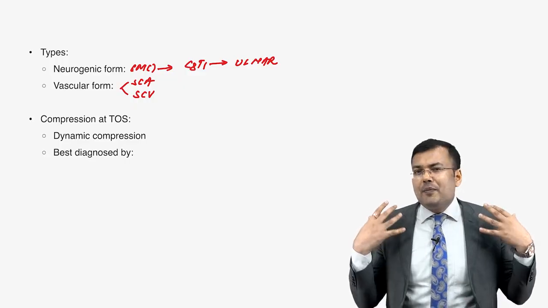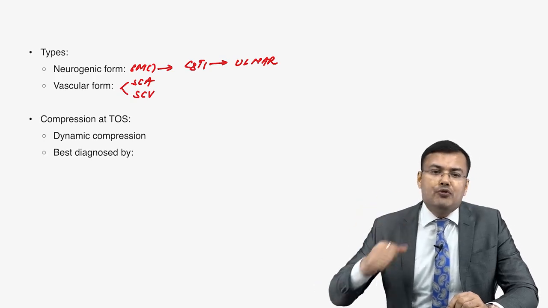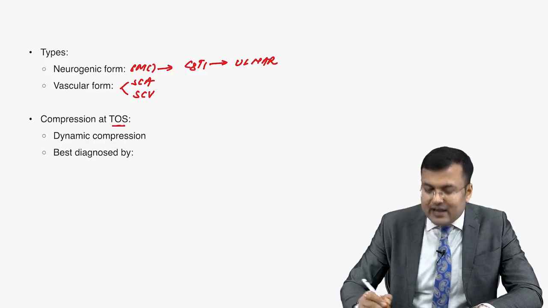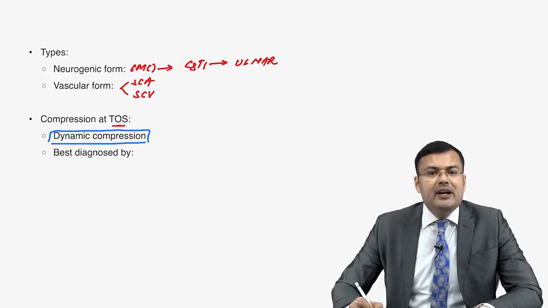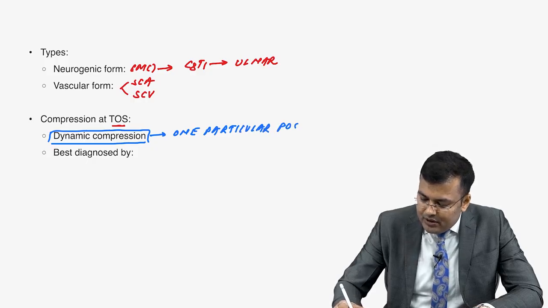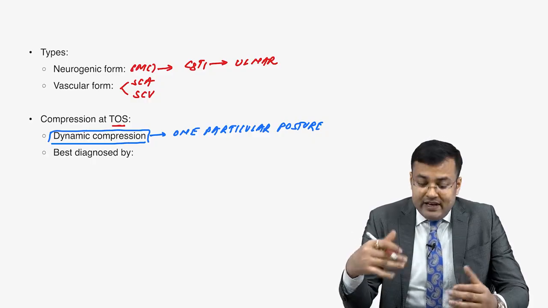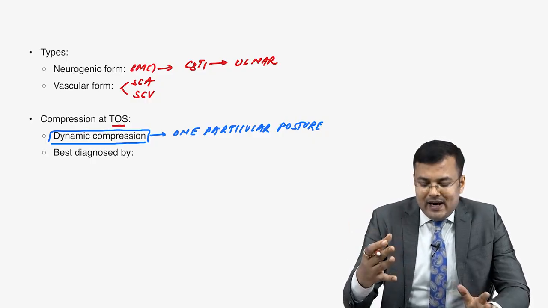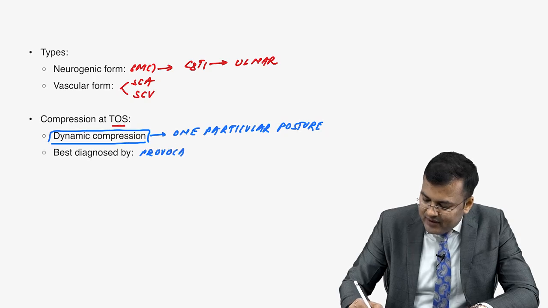So actually, this compression is not static, it's dynamic. Dynamic means the compression is prominent in one particular posture. And since it's a dynamic obstruction, radiological investigations are not very helpful. Here the diagnosis is made by provocative test. So it is best diagnosed by provocative tests.